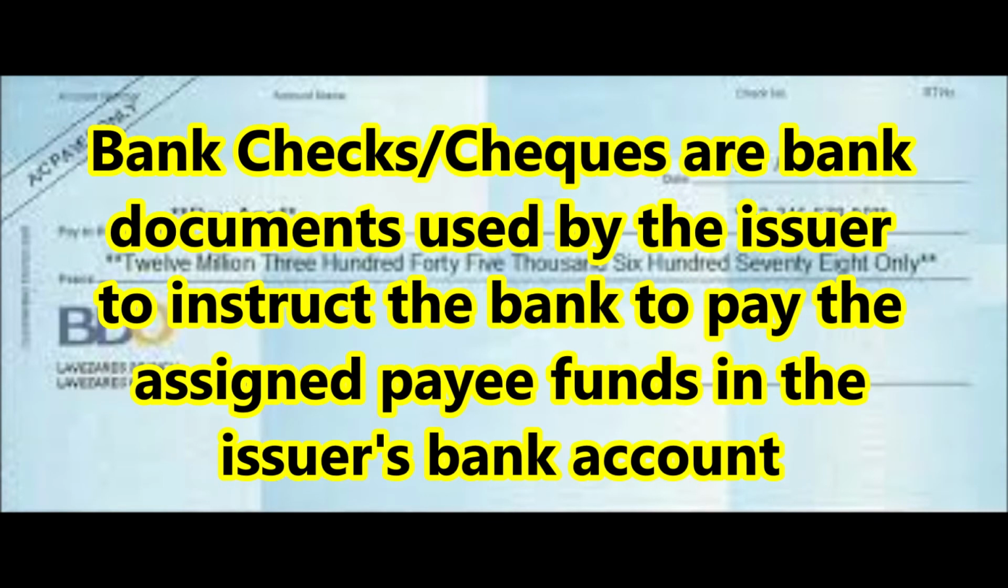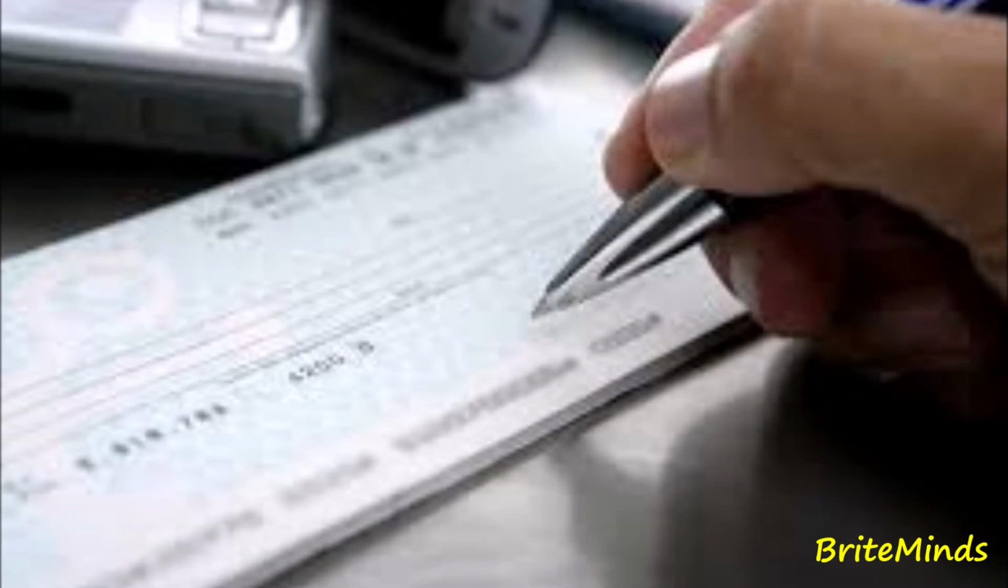And then another one is the bank checks or checks. So these are bank documents used by the issuer to instruct the bank to pay the assigned payee funds in the issuer's bank account. So checks may be reported as part of cash. Why? Because these documents are accepted as payments and deposits.